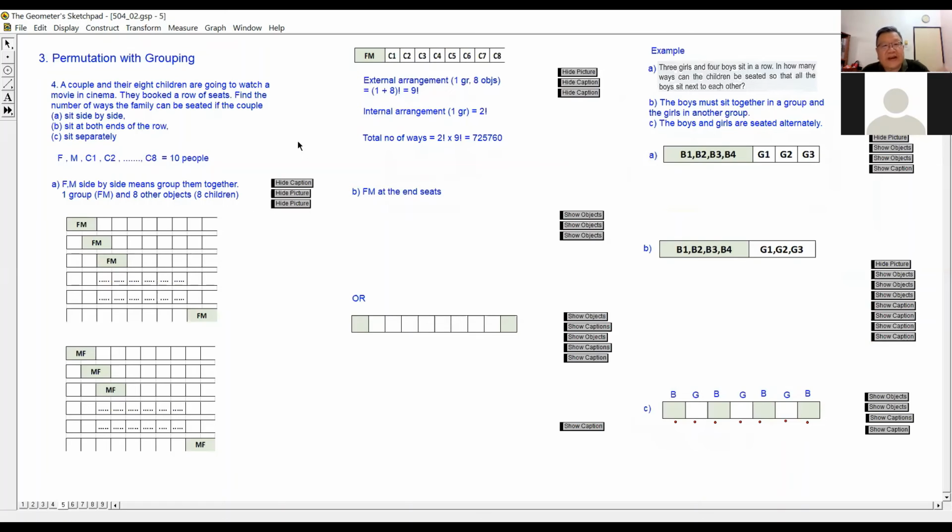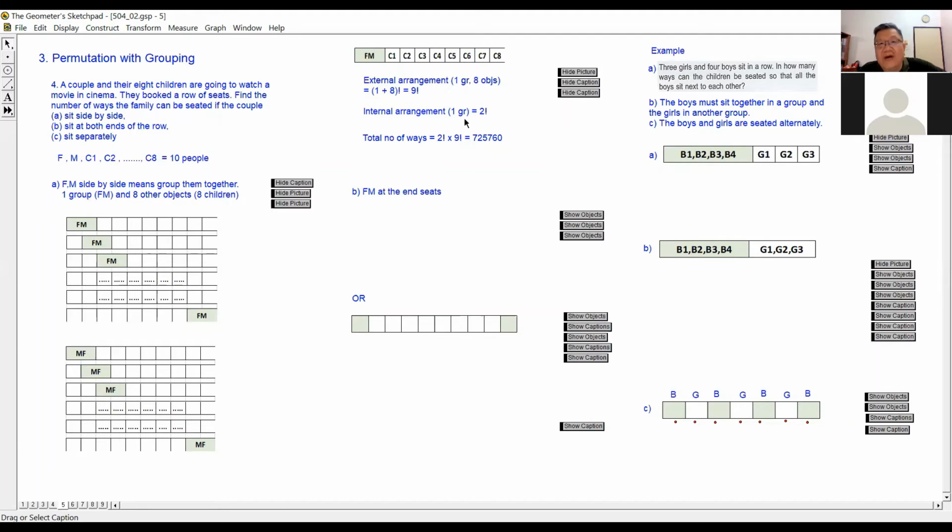However, in the second example here, only one group, mother and father one group. The other eight of them are not grouped together. So we consider the eight of them all separated. So how many objects are there? One group as one object, eight others as eight other objects. So altogether there are nine objects. Eight of them come from the children, one come from the grouping. So altogether nine objects. That's why we get 9 factorial.